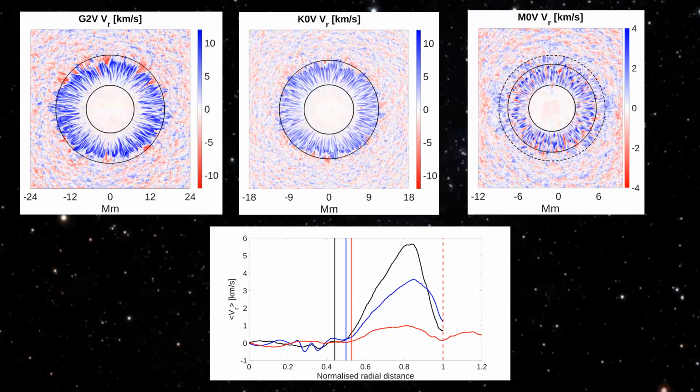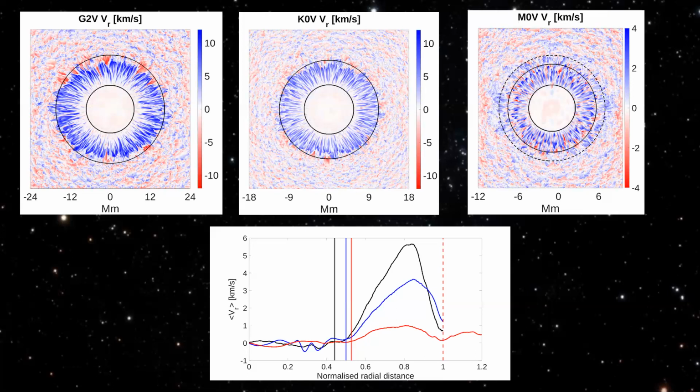If you look at the radial azimuthal averages again, the G star has the strongest flows, and the M star has the weakest flows. The G star average Evershed flow is around 3 kilometers per second in the entire penumbra. This is again what is seen in observations.